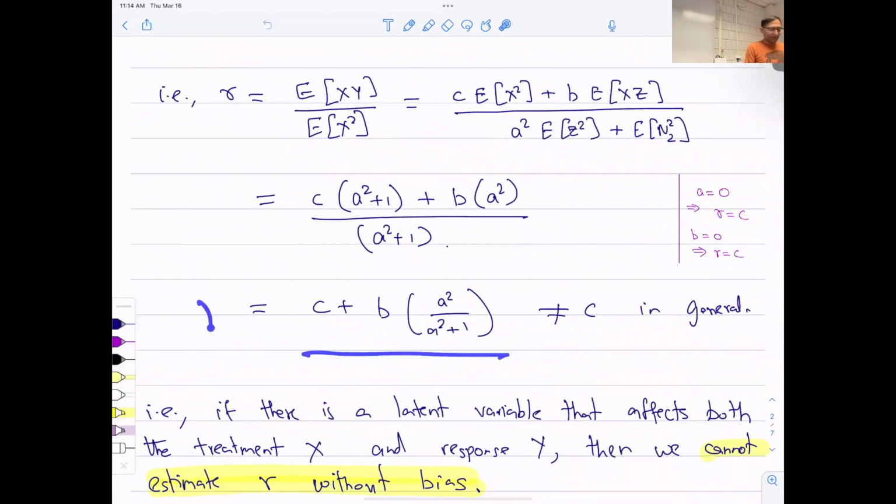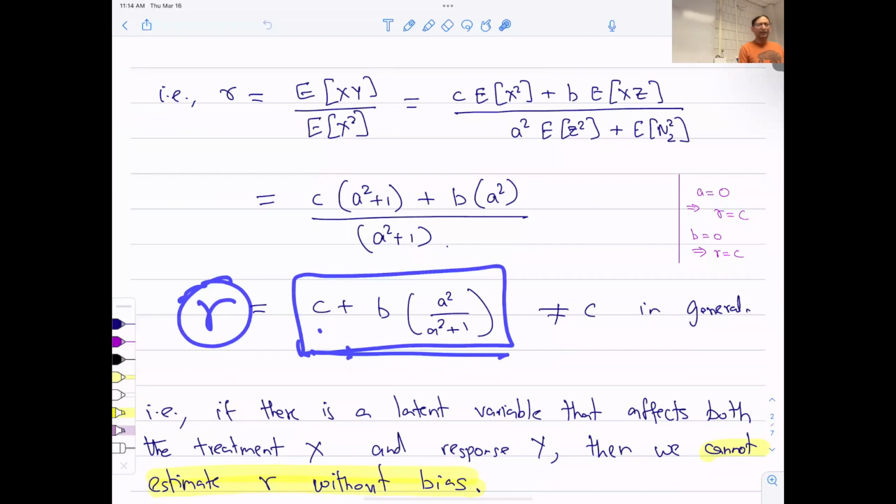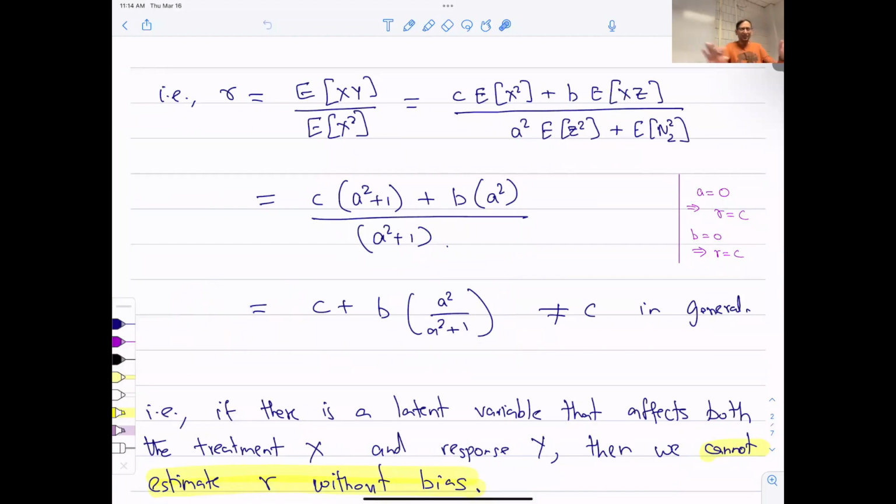So you'll be able to observe gamma, but gamma is this, and you don't know a, b, or c. So there is no way to figure out c exactly. This is the problem. Hopefully it's clear at this point.